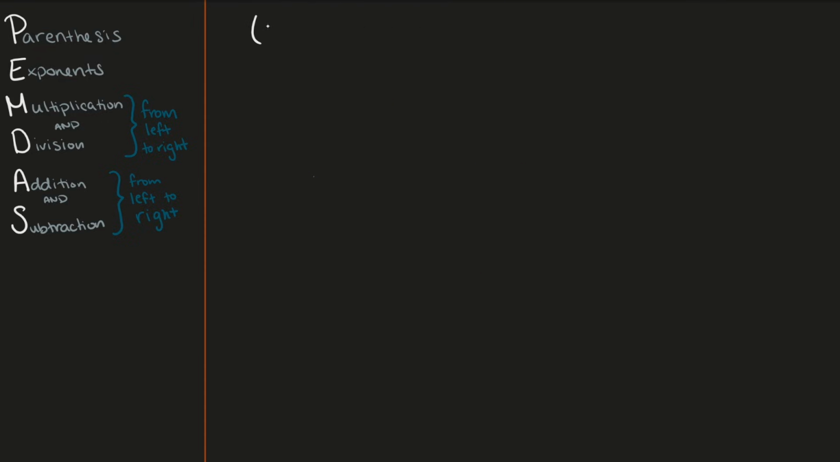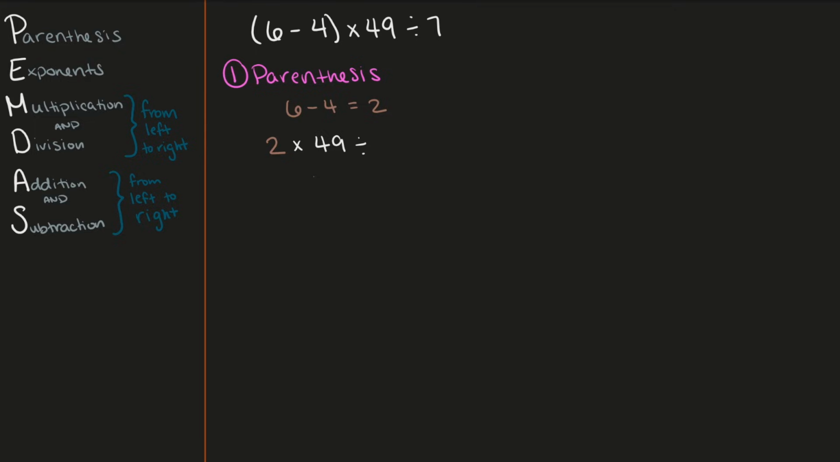In parentheses, 6 minus 4 times 49 divided by 7. So again, we'll start with our parentheses. 6 minus 4 is equal to 2. So our expression becomes 2 times 49 divided by 7. We don't have any exponents, so we can skip that.